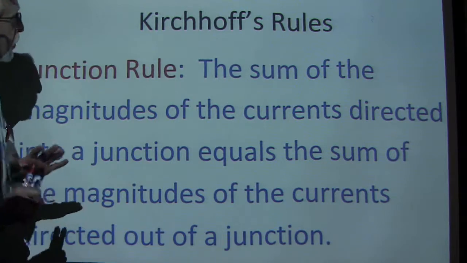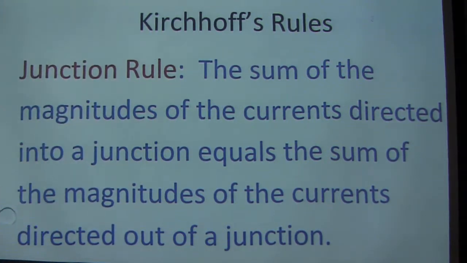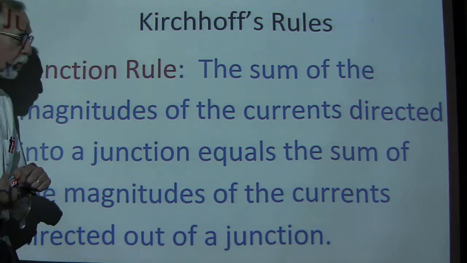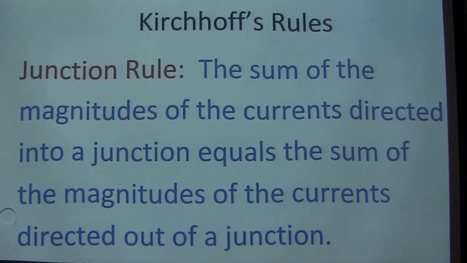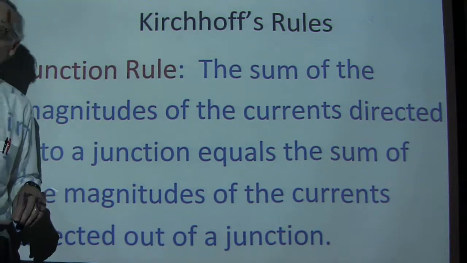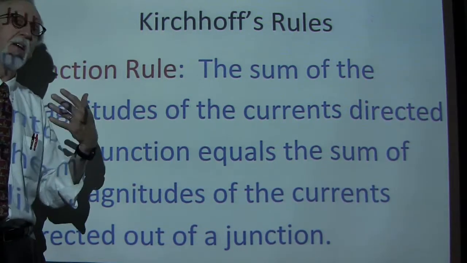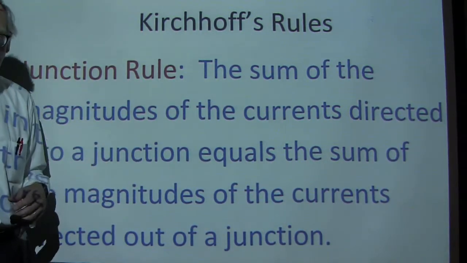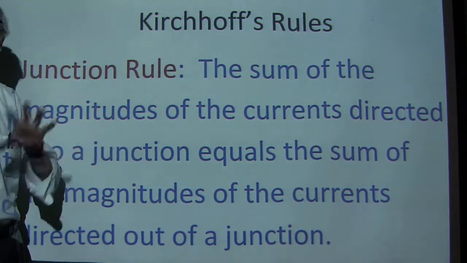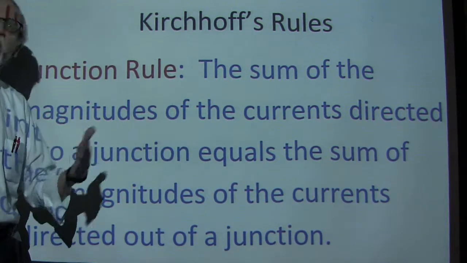Okay, Kirchhoff's first rule is called the junction rule, or sometimes called the branch rule. And it states, the sum of the magnitudes of the currents directed into a junction equals the sum of the magnitudes of the currents directed out of a junction. Now this can be stated very simply in a form that I bet if I start it, you'll be able to finish it. It basically says, what goes in must come out.